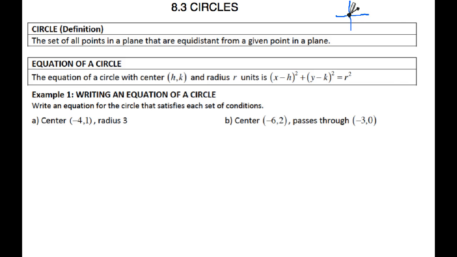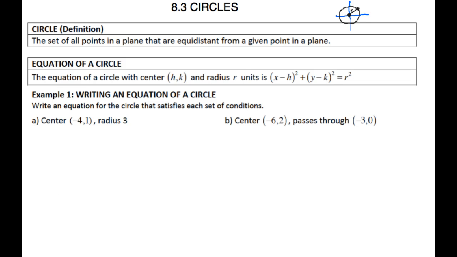Okay, so the distance between these 2 points, I want to find all the points that have this distance between them, centered around the center. And if I do that, that's going to create a circle. So this distance is called the radius. Okay, so the set of all points equidistant from a given point in a plane is called a circle.